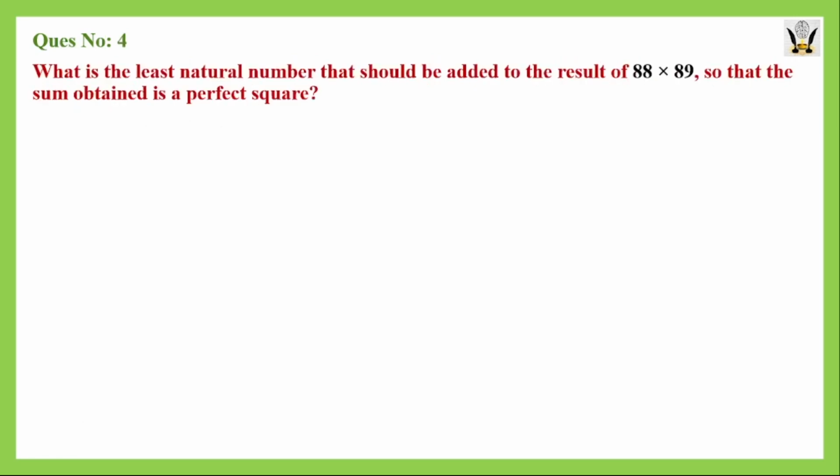Now the next sum says: what is the least natural number that should be added to the result of 88 multiplied by 89 so that the sum obtained is a perfect square? So this time we need to add some value. Since we are increasing the value, the two terms that are given, which have been multiplied, and that final result has to be a perfect square.